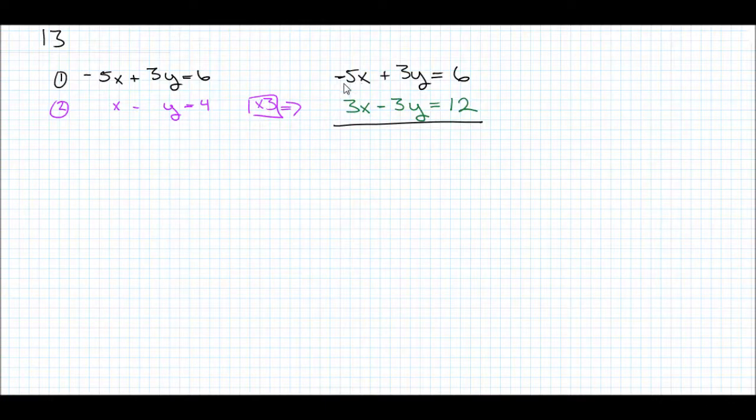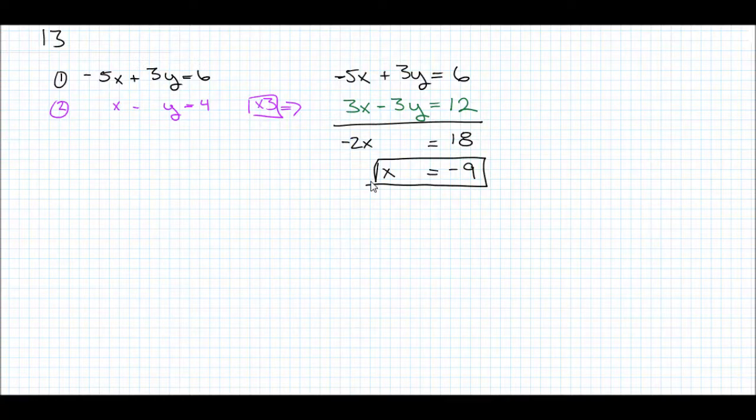So negative 5x plus 3x is negative 2x. 3y minus 3y is 0. 6 plus 12 is 18. So we get negative 2x equals 18. Divide each side by negative 2. So x is going to equal negative 9.